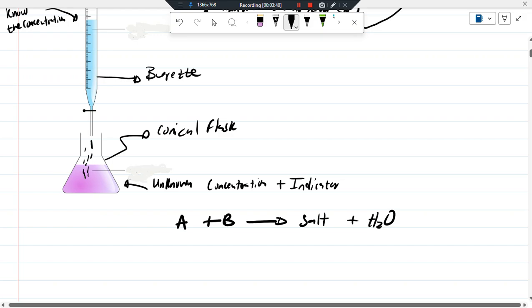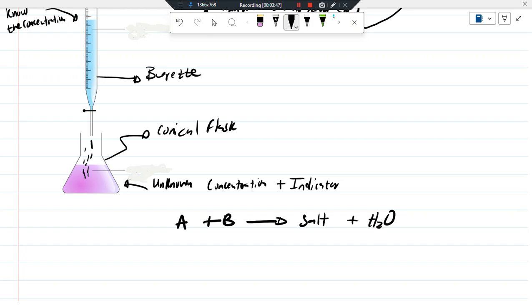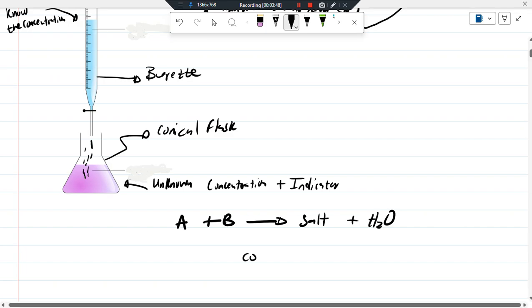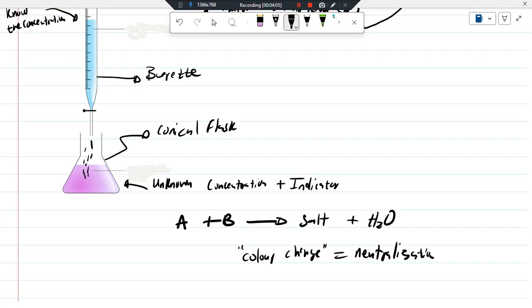How will we know the acid is neutralizing the base? Because there's going to be a color change. The color change will tell us there's neutralization. The acid has neutralized the base.